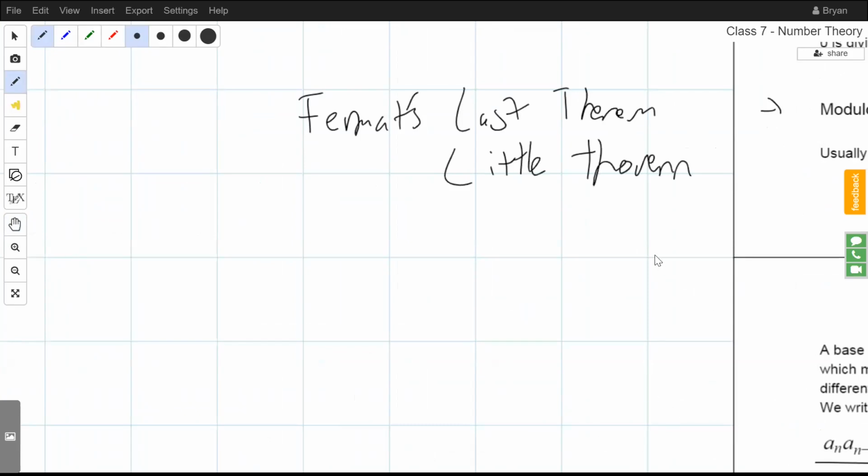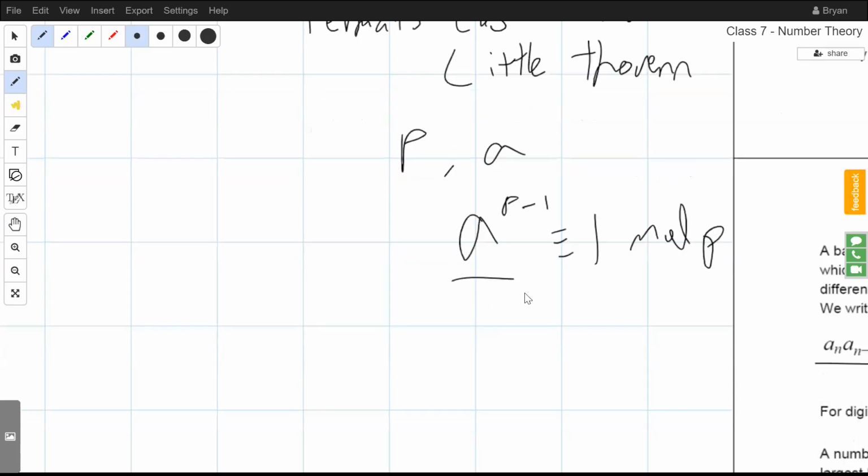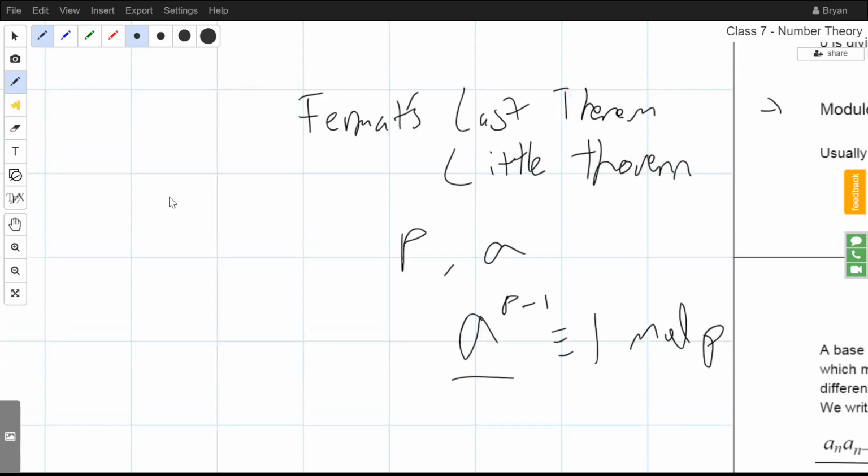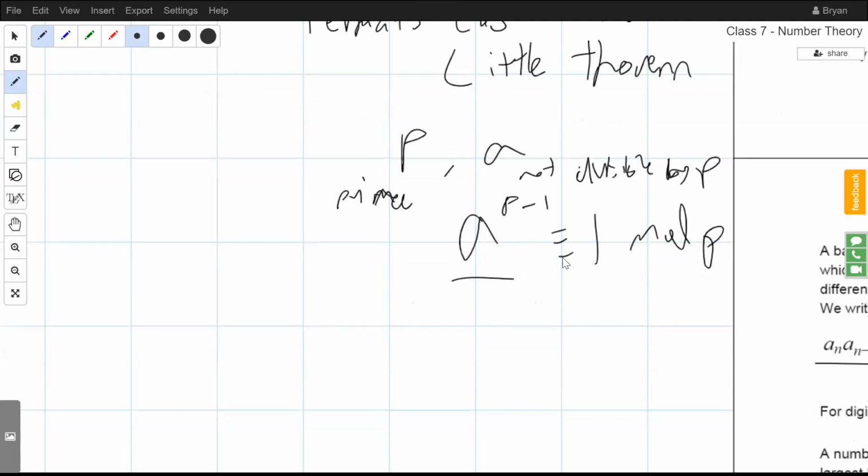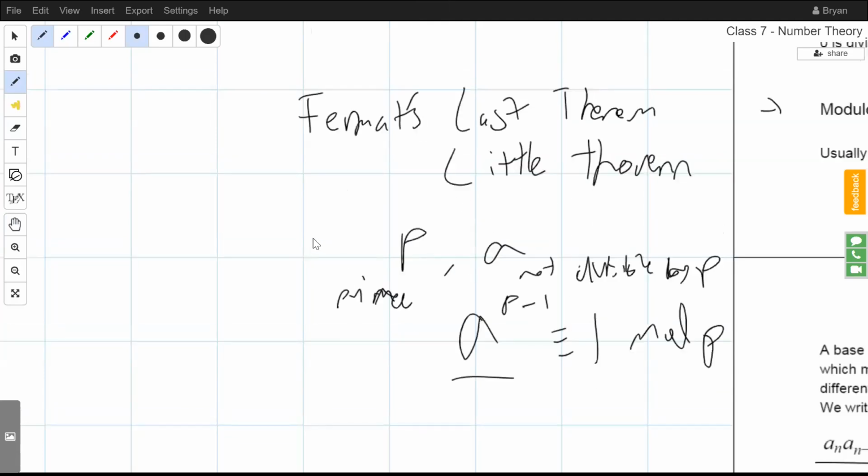But the little theorem is. It just states that for any prime number and any number a, where a cannot be divisible by the prime, it's a to the p minus 1, any a, basically. So for any prime p and any a not divisible by p, you have a to the p minus 1 is 1 mod p. I actually don't know how to prove this yet. So yeah, if you're interested, that's the little theorem.